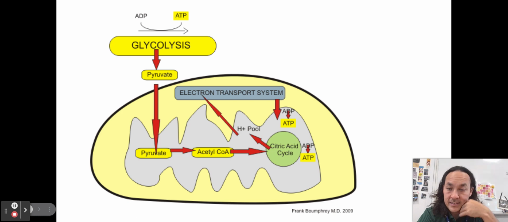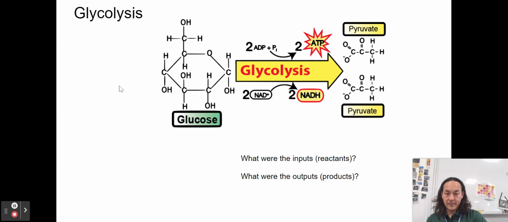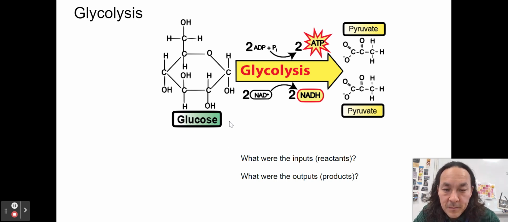Here is glycolysis. Glycolysis takes a little bit of energy to get started, and then it creates a net gain of 2 ATP, and it splits that glucose molecule into 2 pyruvates. Here's a good picture of it. So the inputs are going to be glucose, ATP, and NAD plus. The outputs are going to be a net gain of 2 ATP, because it made 4, and then it's going to give us 2 NADHs as well as 2 pyruvates.